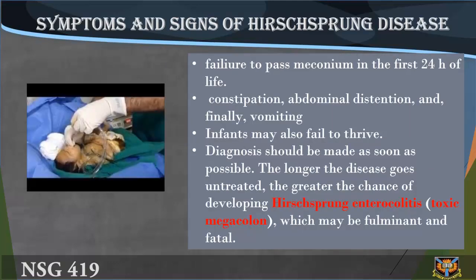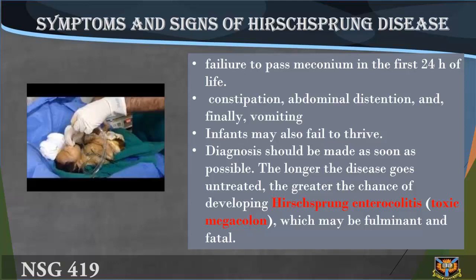Symptoms and signs. Patients most commonly present early in life, but some do not present until childhood or even adulthood. They fail to pass meconium in the first 24 hours of life. Infants present with constipation, abdominal distension, and finally vomiting, as in other forms of distal bowel obstruction. Infants may also fail to thrive. Diagnosis: barium enema, rectal biopsy, sometimes rectal manometry. Diagnosis should be made as soon as possible.